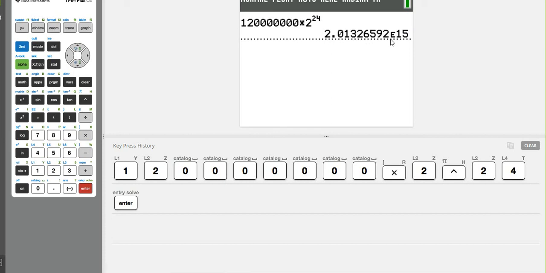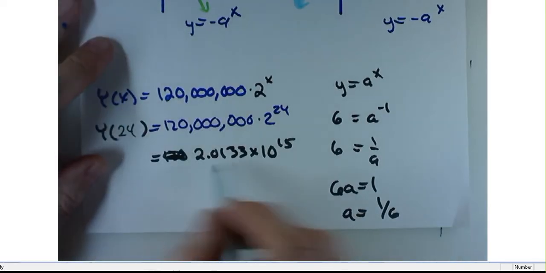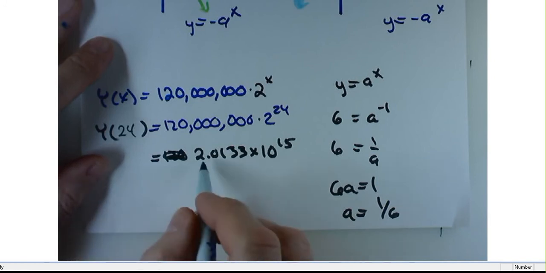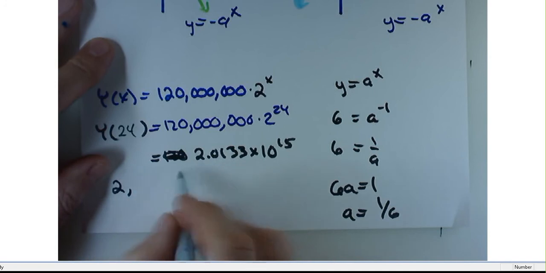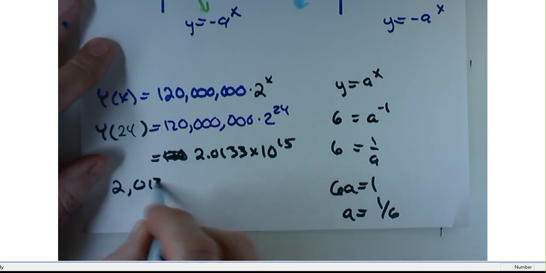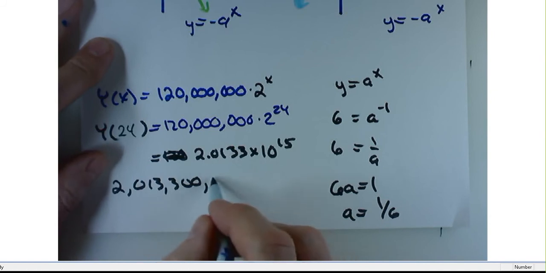So that's 2.0133, we'll call it, times 10 to the 15th power. That's what that E15 represents. If you wanted to turn that into a decimal value, and I think you should be able to do that, you're going to move that decimal 15 places to the right. So 2, 0, 1, 3, 3, and then 9 more zeros.